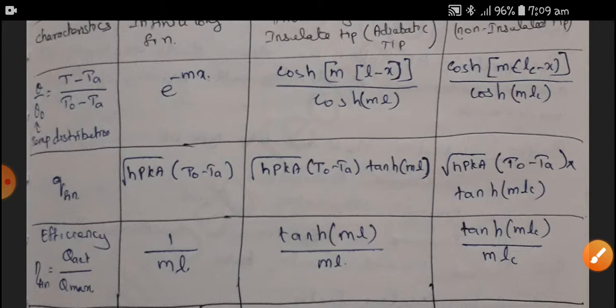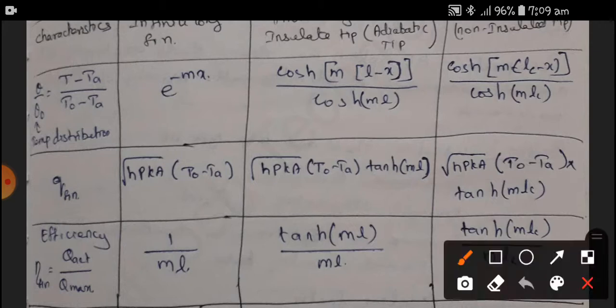Whereas for the finite length fins with an insulated tip, square root of hPkA into (T naught minus Ta) into tanh of ml. And again for the finite length and non-insulated tip, square root of hPkA into (T naught minus Ta) into tanh of m into Lc.